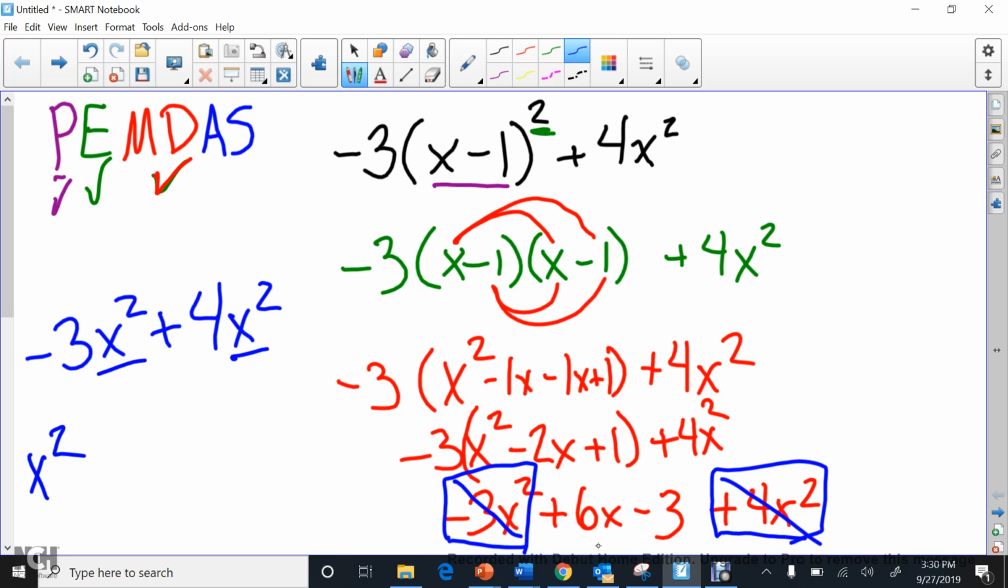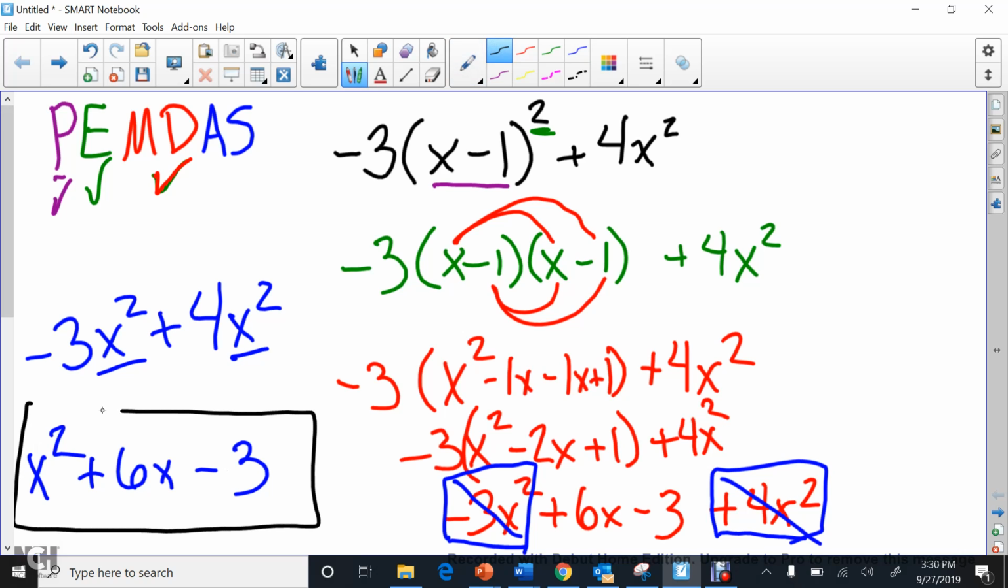I now check my remaining terms. I have a 6x and a minus 3. Neither of these can be combined together. My plus 6x remains part of my answer. My minus 3 remains part of my answer. Thus, when all is said and done and everything has been simplified, we have finished going through PEMDAS. And this is my remaining answer.